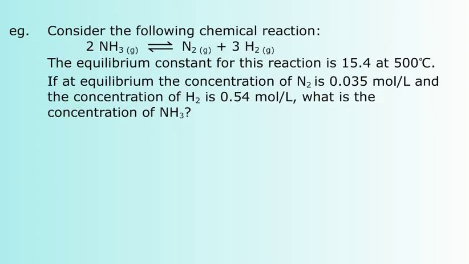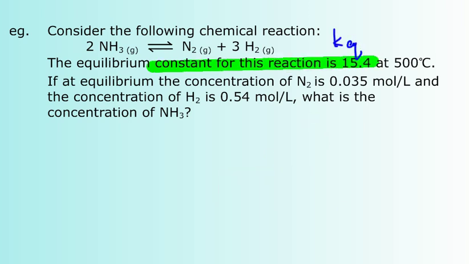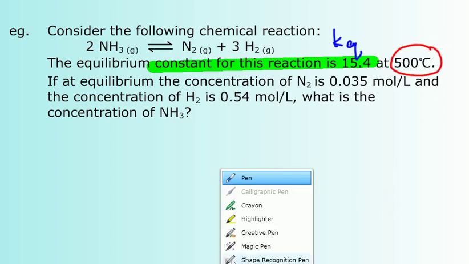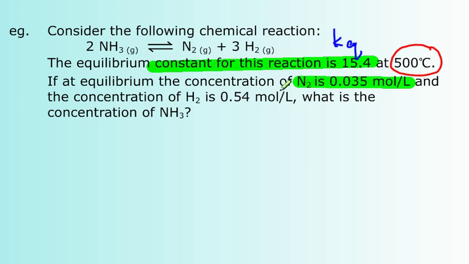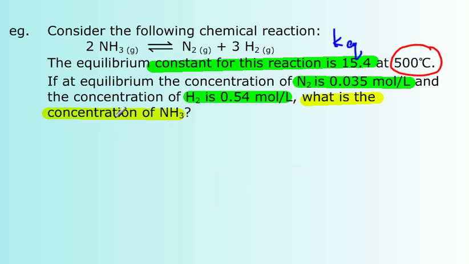This second example is asking us to apply our understanding in a different way. So it says the constant for this reaction is 15.4. So they're giving us KEQ right off the bat. Again, we see that temperature, which we're not going to do anything with, but it is there. They're also giving us the concentration of nitrogen and of hydrogen. And the thing we're being asked to find, they say at the end, what is the concentration of ammonia at equilibrium? So we know the constant, and we know the equilibrium concentrations of N2 and H2, and we're asked to find the equilibrium concentration for NH3.